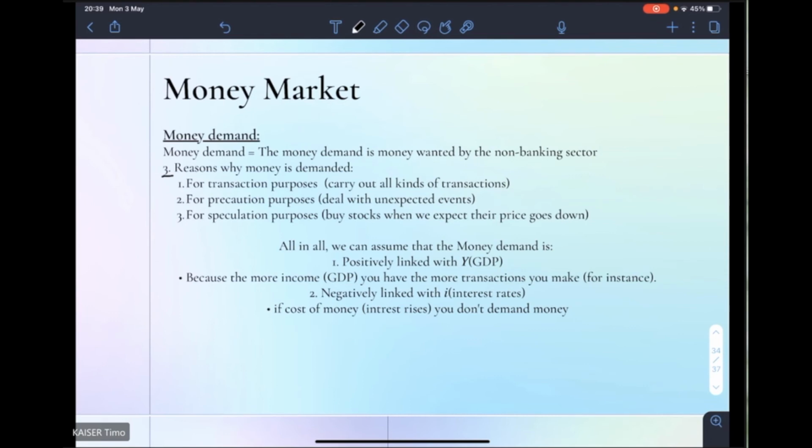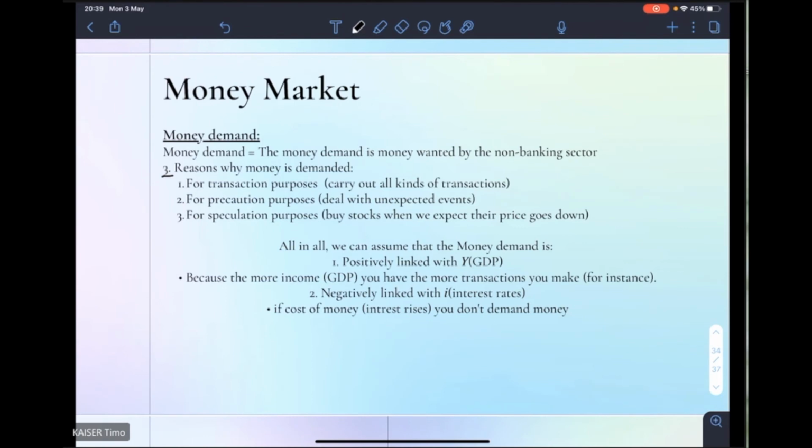And two similarities that we already know from this demand: the demand for money is positively linked to GDP, very important, and it's negatively linked to interest rates, which makes total sense. If interest is high, so actually the price of money, of course you demand less. That's something we learned in microeconomics. When something has a high price, you demand less of it.